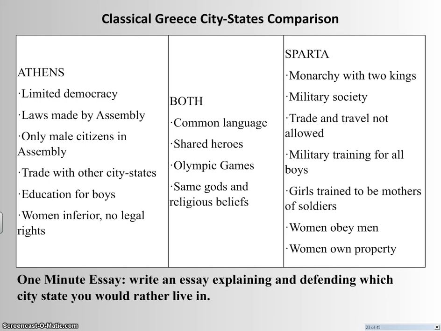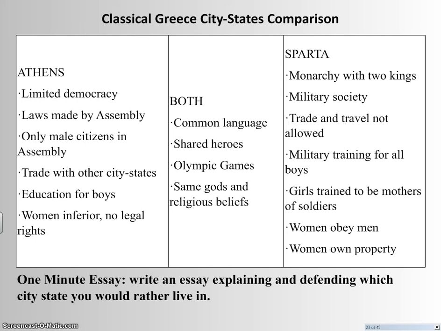Oh, sorry, forgot to give you what they have in common. Both speak Greek. They have a common language. They have the shared heroes of the gods of Mount Olympus, which you have been introduced to in Mrs. Ferris's class when you're doing the Odyssey. They competed against each other in the Olympic Games, and they used the same gods and religious beliefs. So they follow the same religious system. They're just different in the way the society is structured.